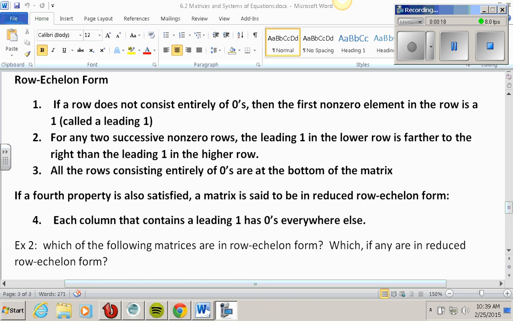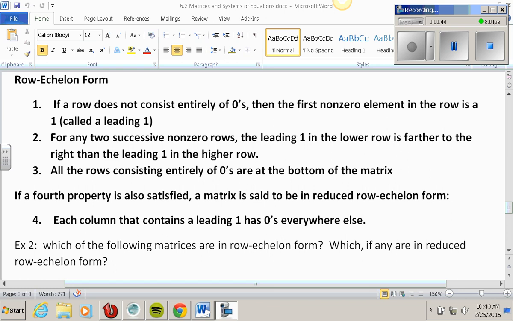Basically, row echelon form is, we have some criteria that it has to meet. First one is if a row does not consist entirely of zeros, then the first non-zero element in the row is a 1. Okay, so that has to happen in order for it to be row echelon. Criteria 2, for any two successive non-zero rows, the leading one in the lower row is farther to the right than the leading one in the higher row.